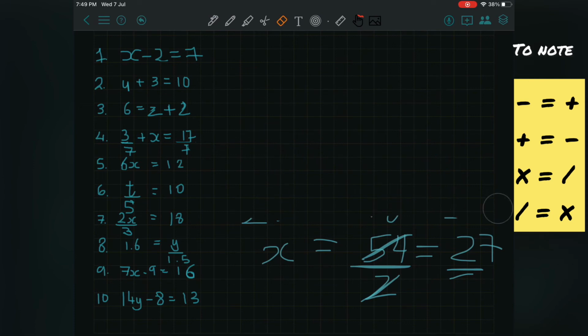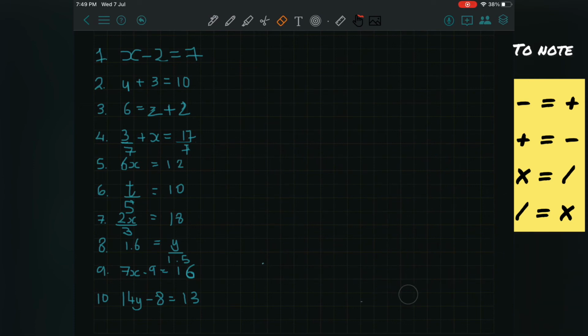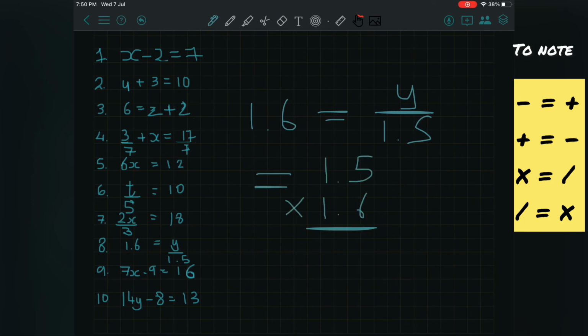The next question involves decimals. It's not hard, don't worry. We'll just try to do it, and there's no method changing involved. So 1.6 is equal to y divided by 1.5. Let's just multiply 1.5 with 1.6, which gives us 2.40. Which is the answer. y is 2.40.